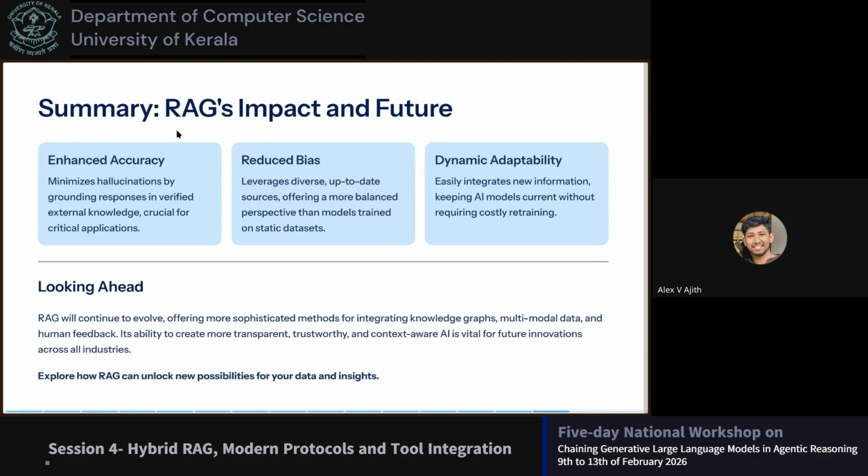So summary: retrieval augmented generation. You stop LLMs from hallucinating. It tries to make up its own inaccurate responses. You give it a grounding truth reality, and then based on this grounding truth as a reference point, it tries to generate some responses.